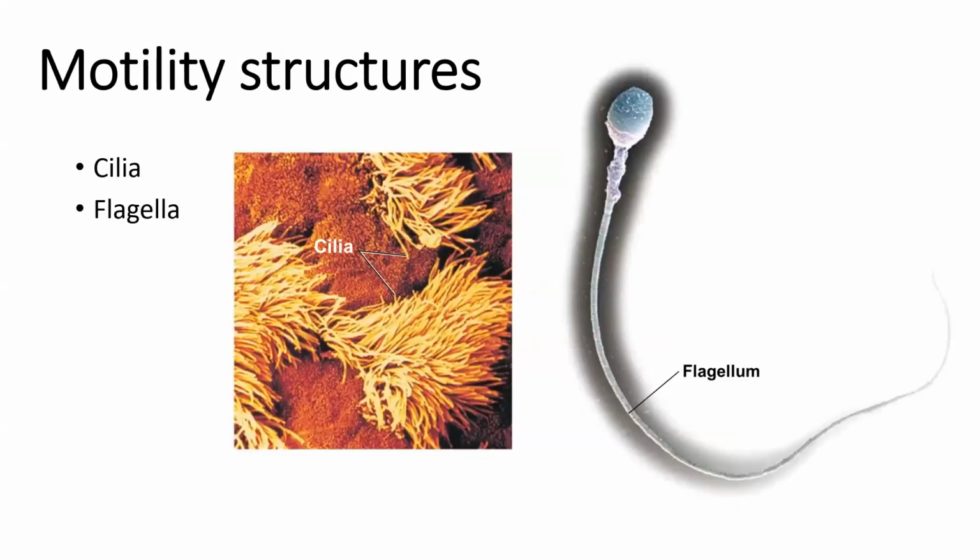Motility structures, for example, the cilia. So cilia that you find on paramecium help the paramecium to move as a single-celled organism, or the cilia that are found inside of our respiratory passages.